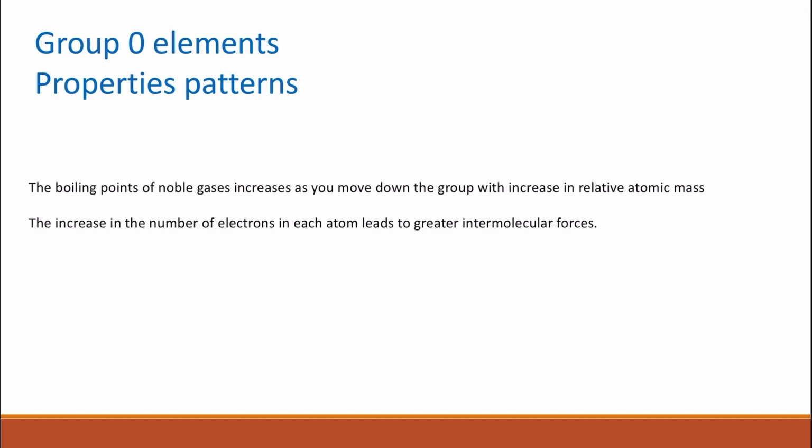The main reason why the boiling point increases is that as you move down the group, you're going to find that there is an increase in the number of electrons in each atom, which leads to an increase in the intermolecular forces. This is an attraction force between the different atoms. So if we increase the intermolecular forces or attraction forces between the atoms, that means that you need higher energy, higher temperature to separate these. So the boiling point will increase down the group.